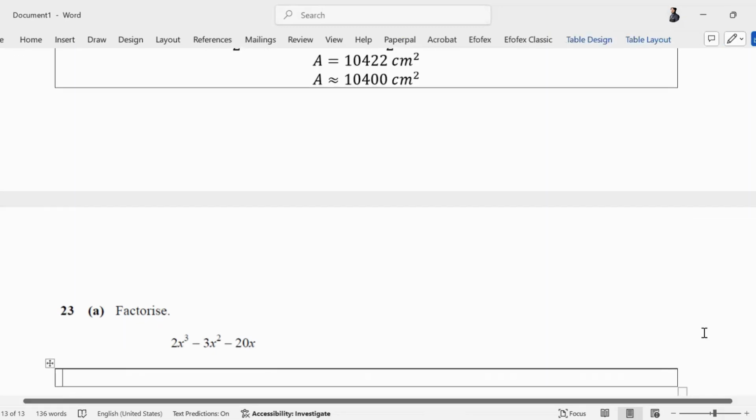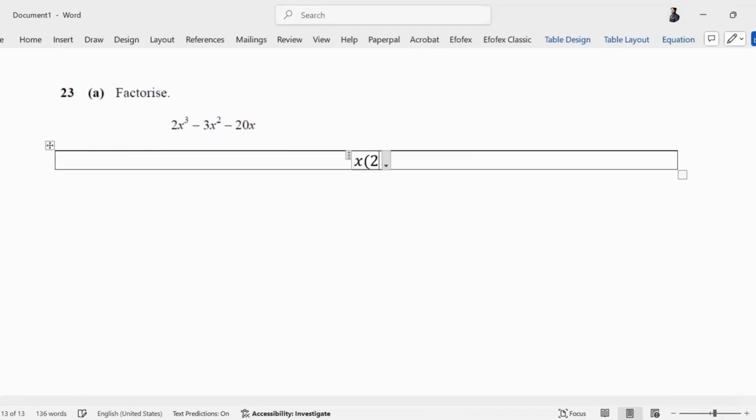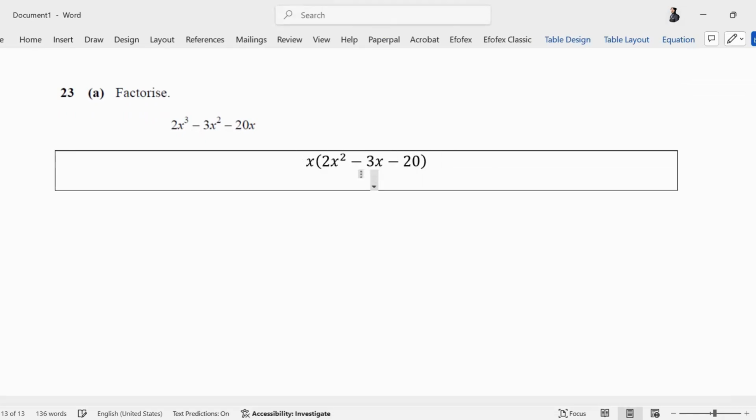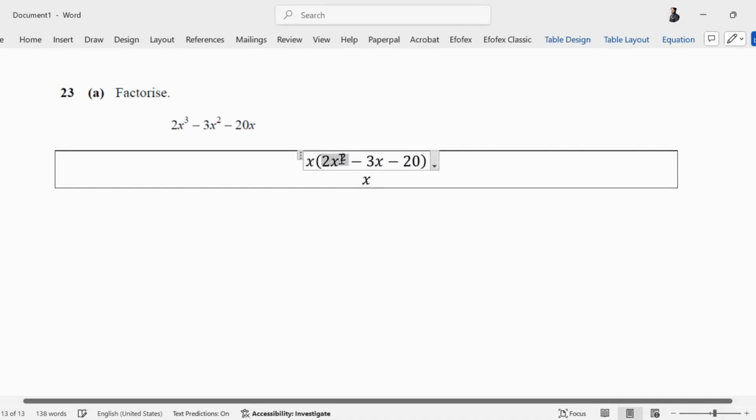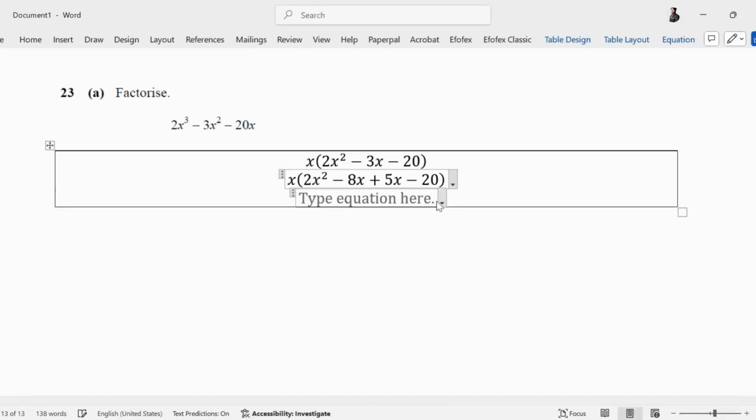We need to factorize this three-term cubic expression. I can just take x common: 2x squared minus 3x minus 20. Now I can do middle term breaking on this. 2x squared into 20 is 40. So for 40, I can just use very easy: minus 8x plus 5x minus 20.